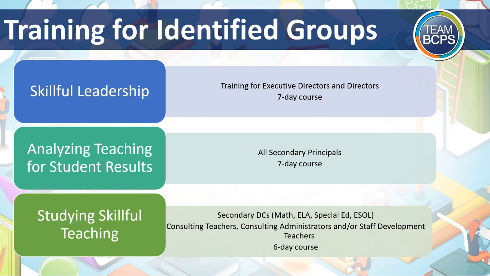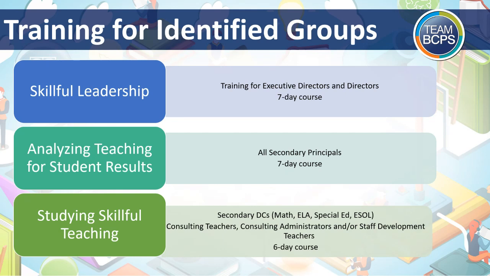So now we'll dive in a little bit to what we are proposing here, training for the identified groups. We've worked with the company to identify their system, their company services and how they align with our system needs and the cadence of the training. And so you can see that what we're proposing here for the 24-25 school year is to begin with skillful leadership for executive directors and directors, and then to also move on to secondary principals for analyzing teaching for student results. And then last there, a 6-day course entitled Studying Skillful Teaching, for secondary department chairs, as well as consulting teachers, consulting administrators, and or staff development teachers.